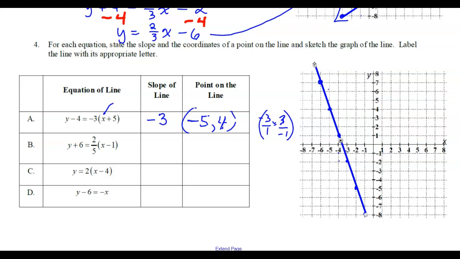Okay, pretty close there. Just going to go there. Okay, and then arrows on the end. And that is line A.